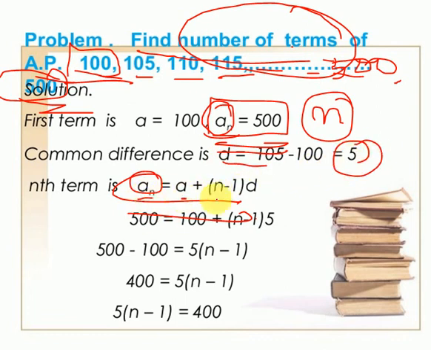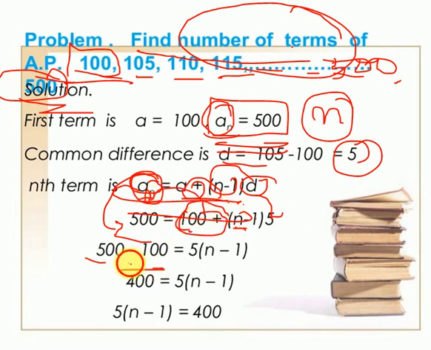Now an = a + (n − 1)d. I will replace an with 500, a with 100, and (n − 1) as it is, because we do not know the value of n, and d is 5. Now 500 − 100. Why minus 100? Because it comes from this side, so it becomes minus, and 5 times (n − 1) as it is. Now I'll get 400 = 5(n − 1).